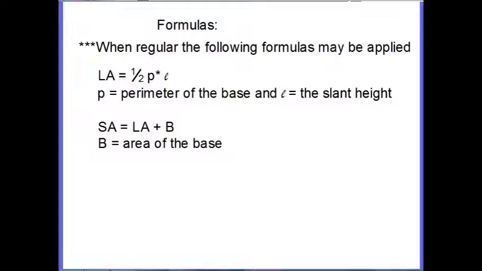So now we have some formulas associated with pyramids. Now, these formulas can only be applied when our pyramid is regular. So in other words, it has a regular base. The lateral area is 1/2 p times a little lowercase cursive l, where p stands for the perimeter of the base, and that little cursive l stands for the slant height.